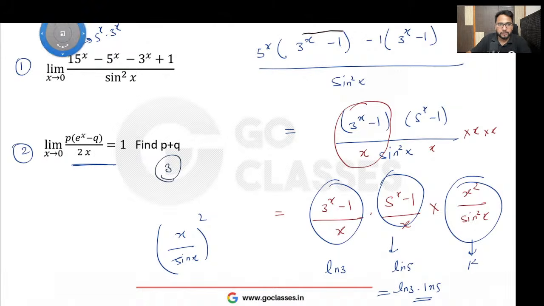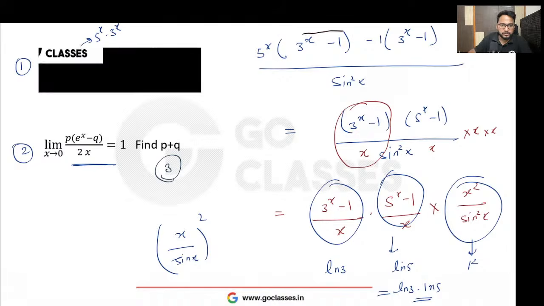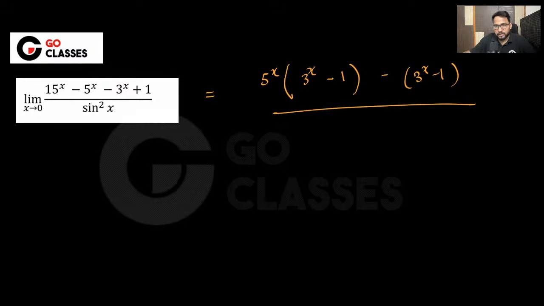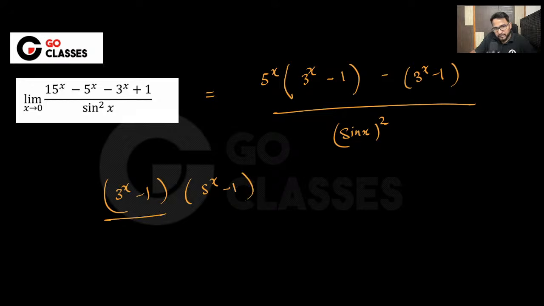Now let me do one thing. Actually, I have many questions to solve. That's why I have a few questions already on the slide, with the solution already there. But still, let's suppose you take 5 power x common. This is 3 power x minus 1, minus 3 power x minus 1, right? Upon sin x square. Now what you do? You take 3 power x minus 1 again common. Then this is 5 power x minus 1, upon sin x square.